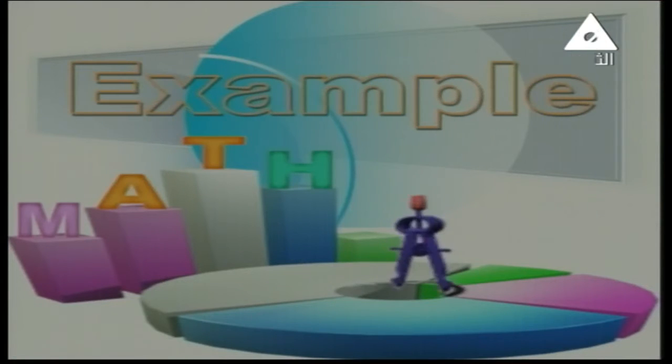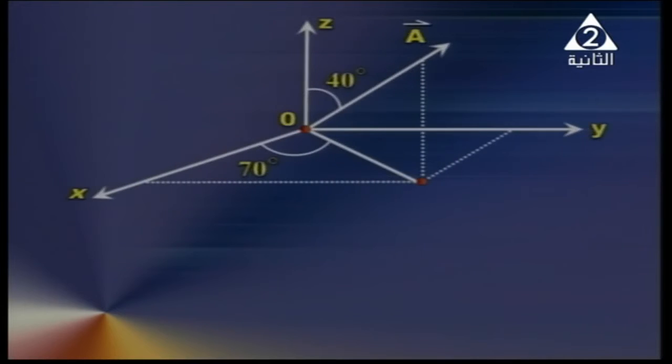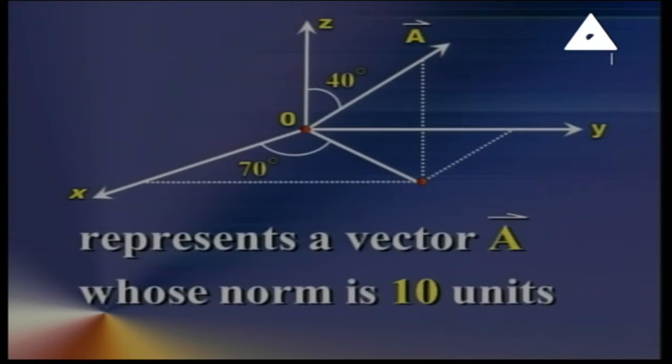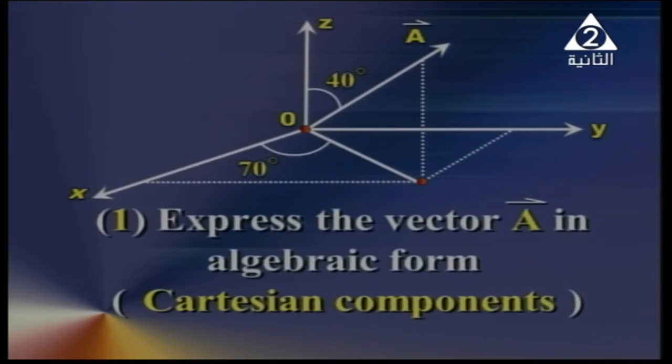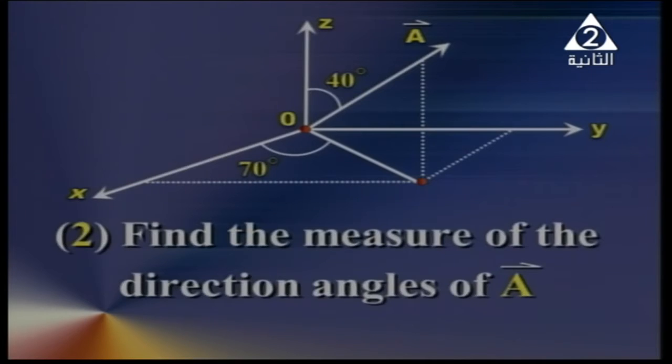Look at, dear student, another example. We have in space OX, OY, OZ. A vector inclined to Z by 40, XY plane by 70. The opposite figure represents vector A whose norm is 10 units. Number 1, how to express the vector A in algebraic form or Cartesian components? Number 2, find the measure of the direction angle of vector A.